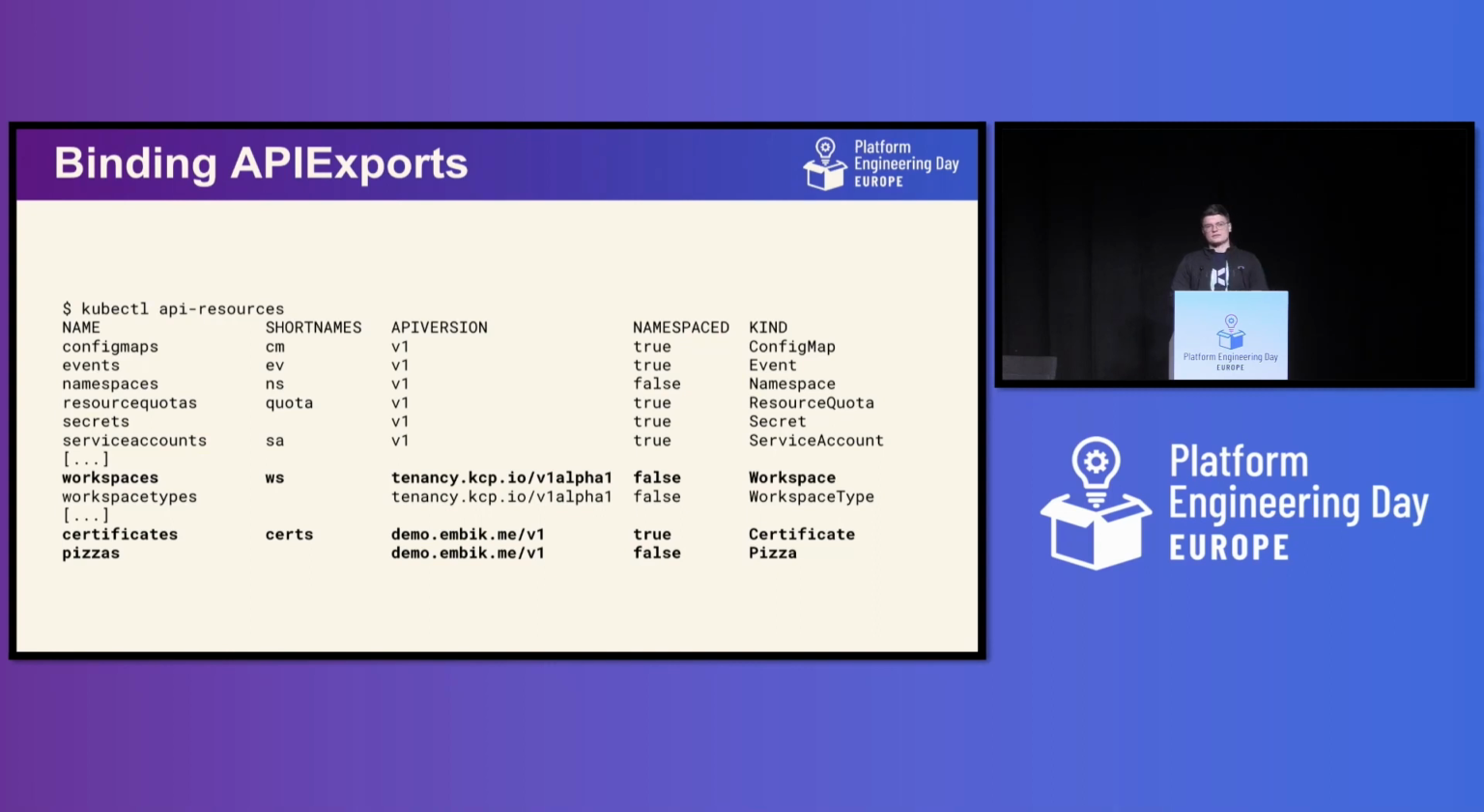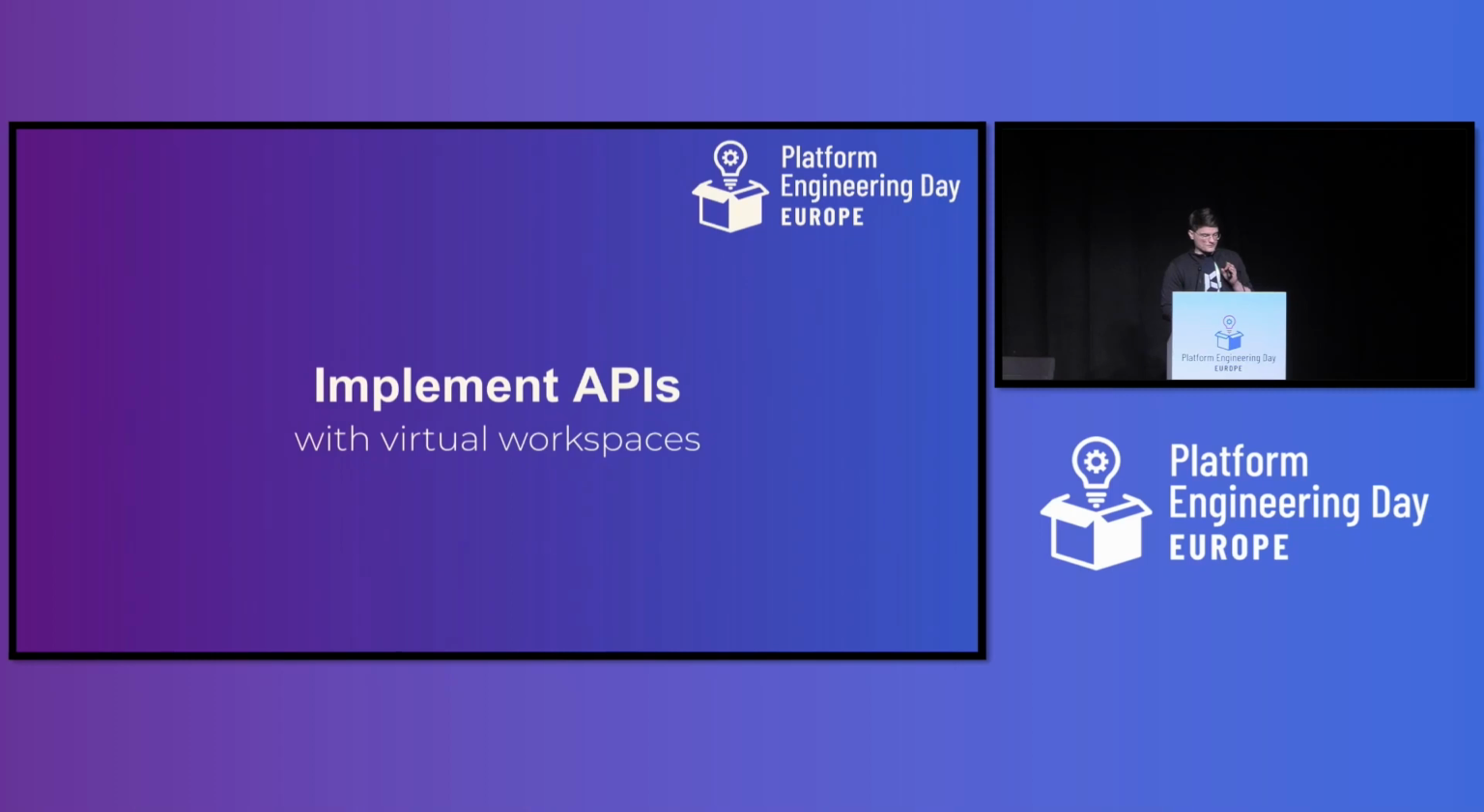Now, if you create an API binding because you're allowed to do so, then the new resources from that API export will show up in your discovery API. So we'll see new kinds of resources that you can now create. So certificates and pizzas are my examples, and now I would be able to create certificates and pizzas. Okay. Now we have created APIs, we have also started consuming them, but they're not implemented really yet because there's nothing reconciling them. We're going to walk through this a little bit fast.